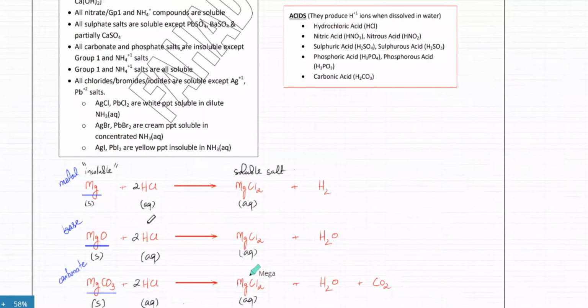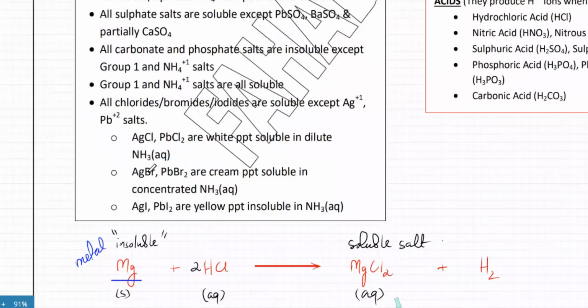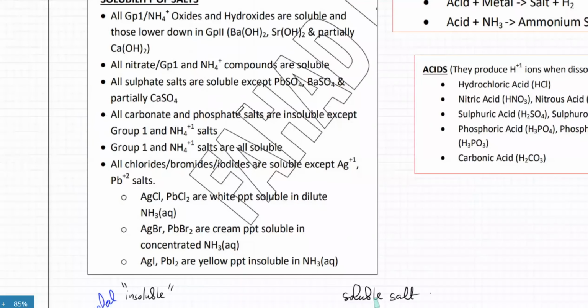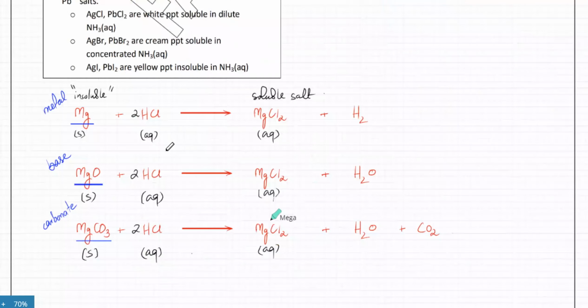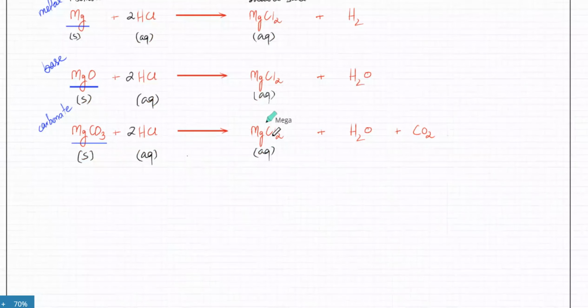And carbonates, what is written about carbonates? It says that all carbonates and phosphates are insoluble, except group 1. This is not group 1, so it's not an exception. So all carbonates are insoluble, so this one is also insoluble, which is why that's a solid. So based on the solubility, based on the states, you can't use titration in this case. Titration would only be used when all of them are soluble.